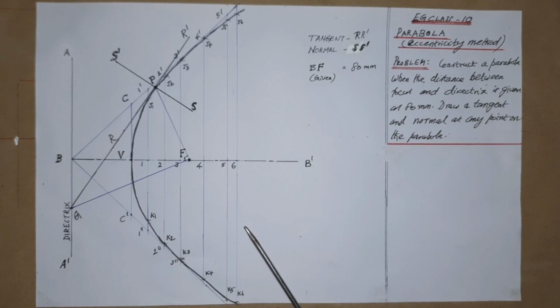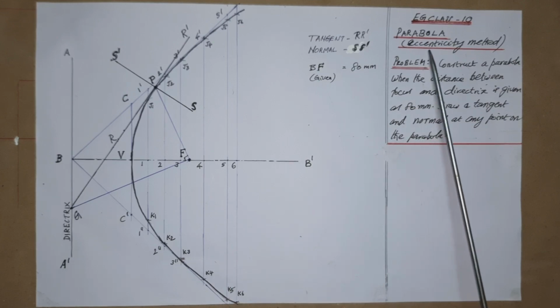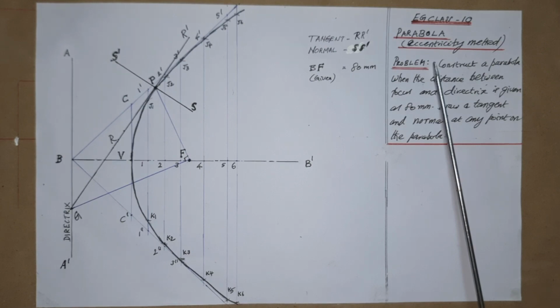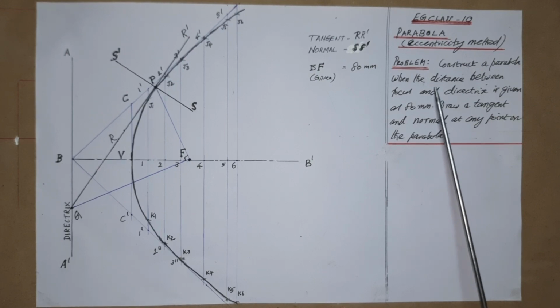In this video class, we see how to draw a parabola by the eccentricity method. The procedure for this is almost similar to ellipse drawing by the eccentricity method. Refer to the rules and other details for eccentricity-related terms in my previous engineering graphics video class 5. Now, let me read the problem given in this drawing sheet.